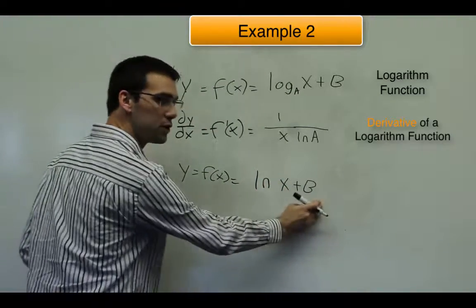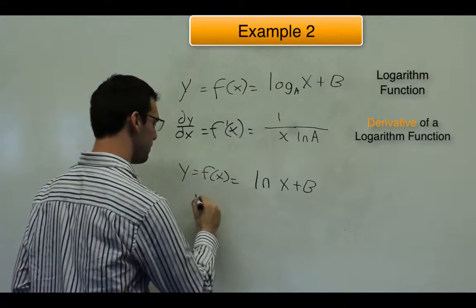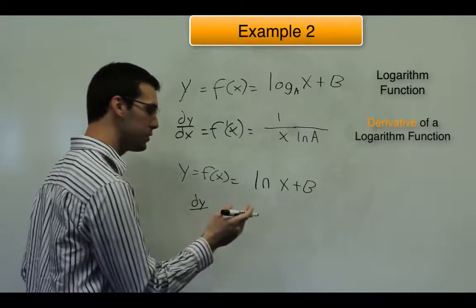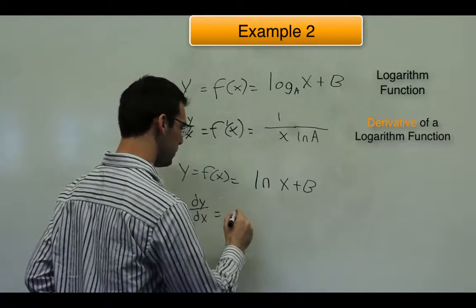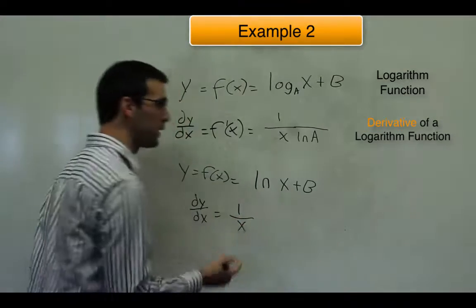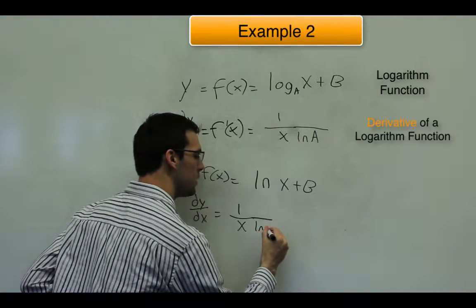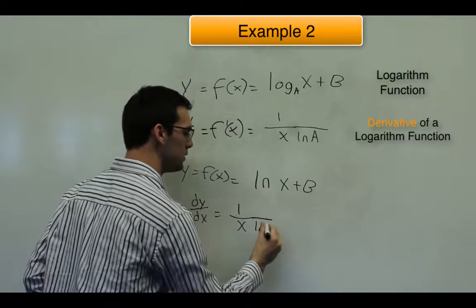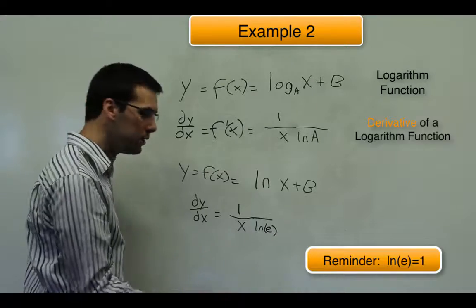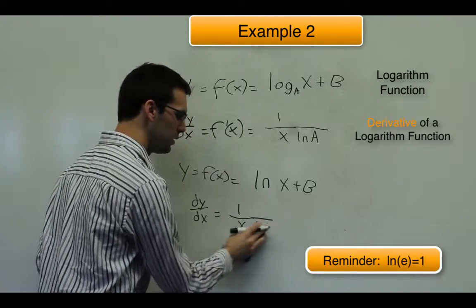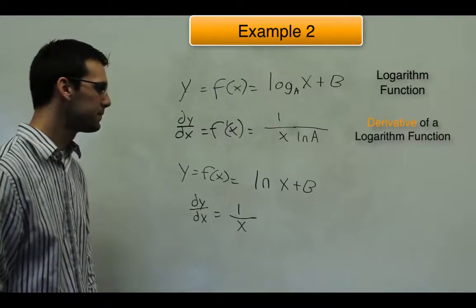So suppose this is our function, ln of x plus b. Then the derivative of that, or how it changes when x changes, is equal to 1 over x. And we could also say it's 1 over x times ln of e. But of course, natural log of e is 1, which we know from algebra. And so we're left with 1 over x.